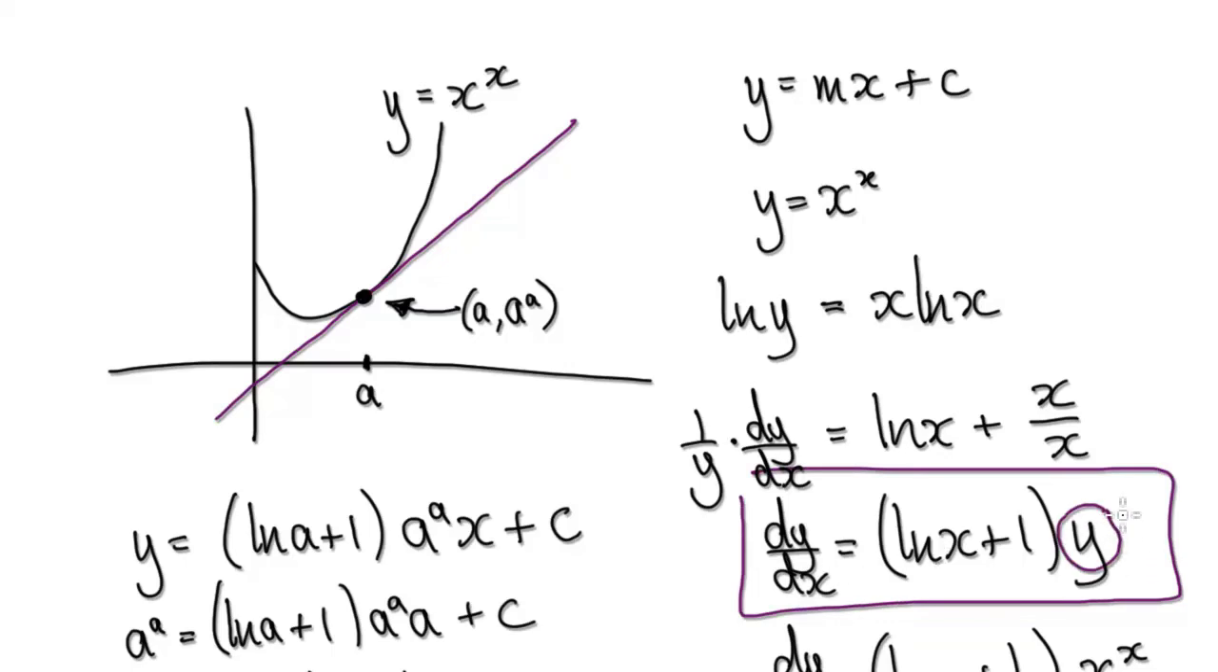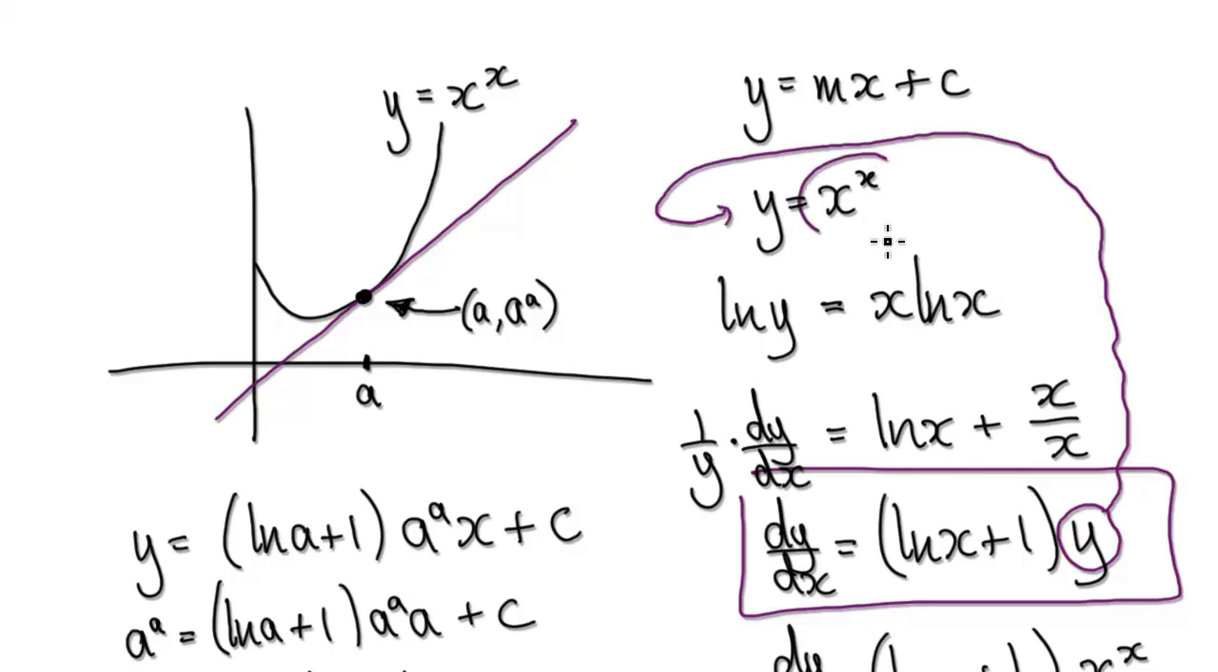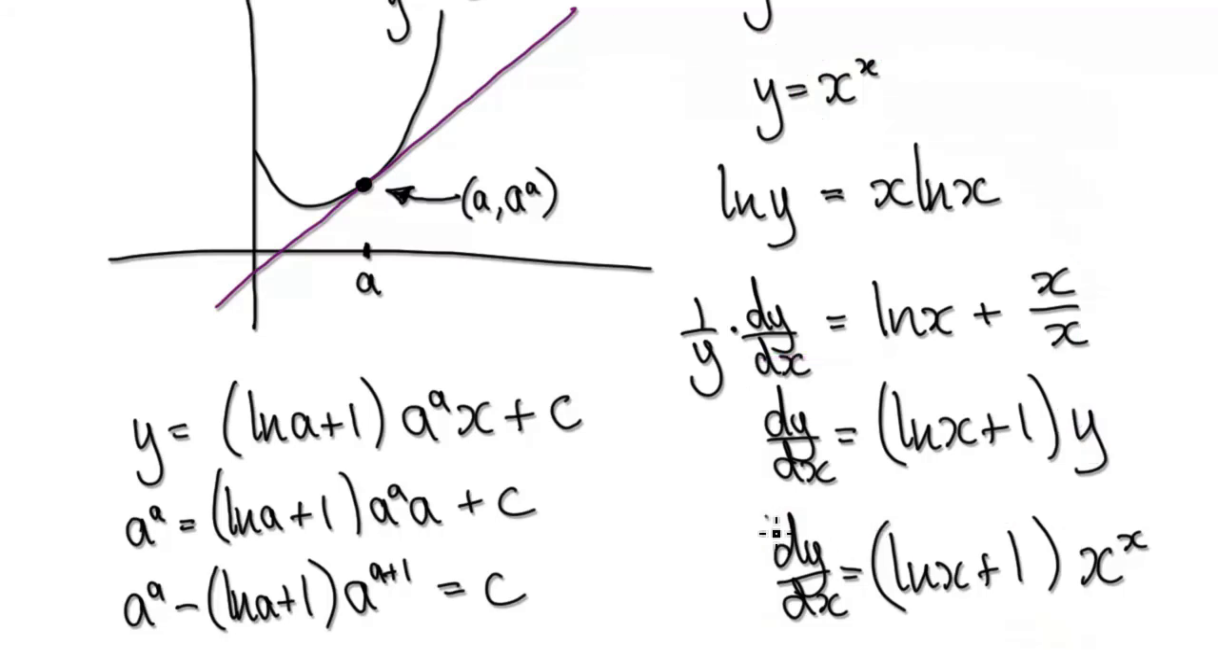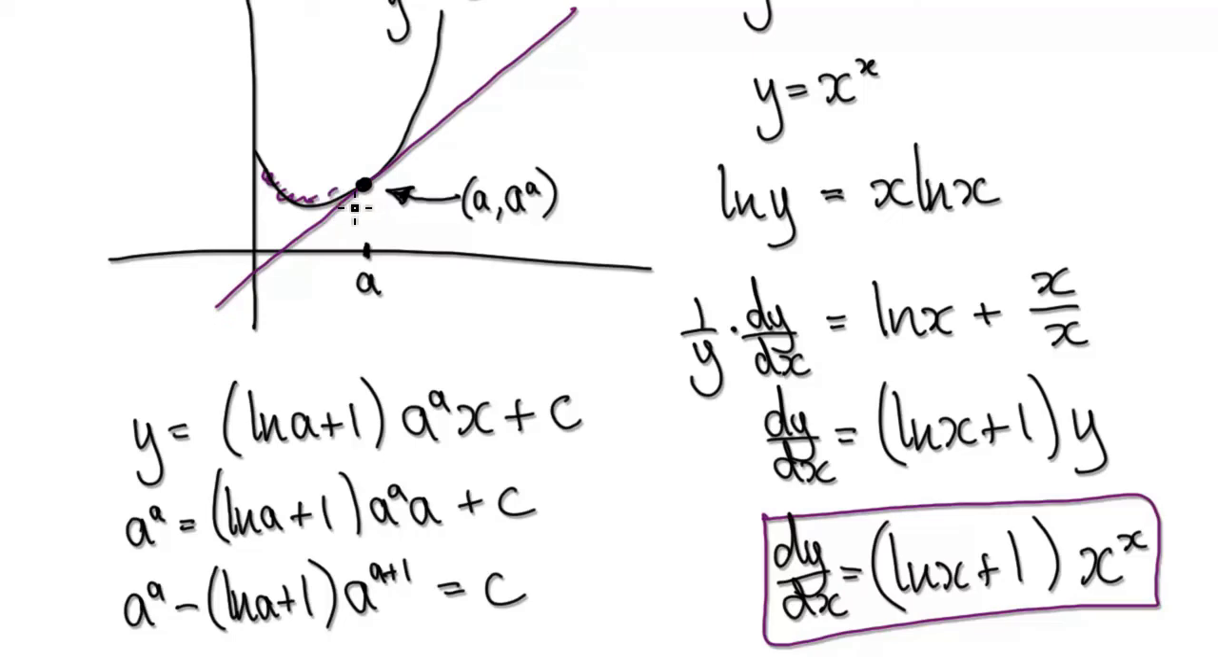So we would go back to here. You see, y is this thing here, so put this back into here. That will then give us the gradient. The gradient is given by this. But remember, this gives us the ability to work out the gradient anywhere along this graph. But the thing is, we want the gradient specifically at a.